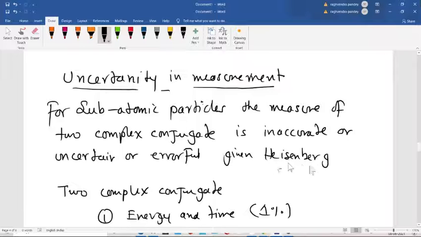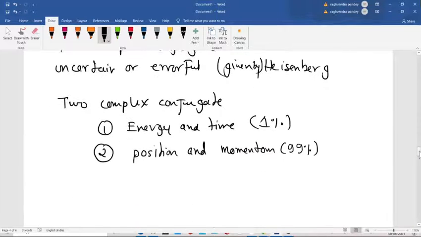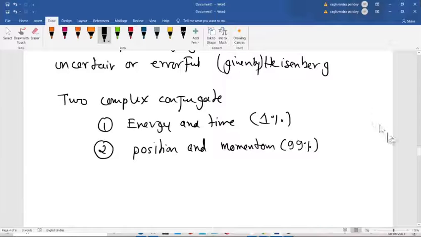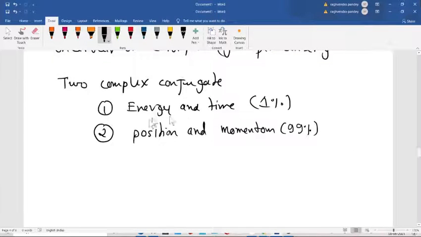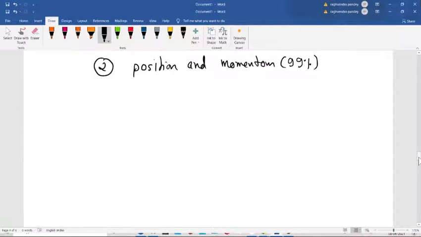It is given by Heisenberg. So it is called the Heisenberg uncertainty principle. And Albert Einstein, in his whole lifetime, was against Heisenberg because this doesn't make sense to Albert Einstein. So let's find out what it is.